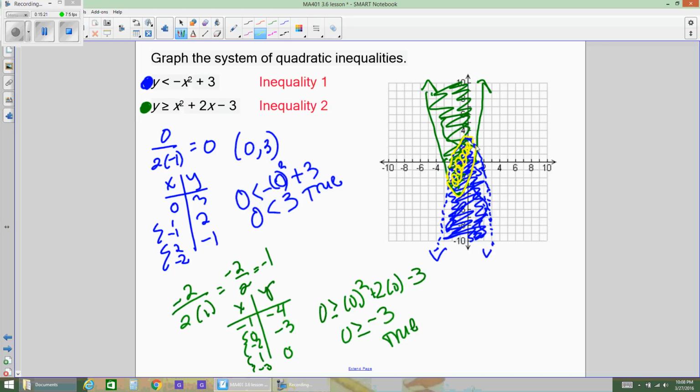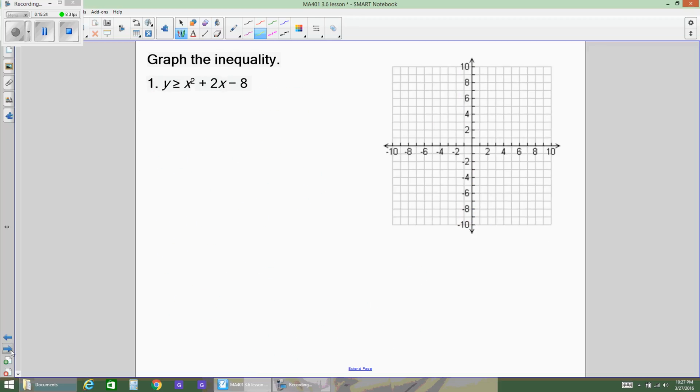Okay, let's try another one. Alright, so it says graph the inequality. We've got y is greater than or equal to x squared plus 2x minus 8. And we need the x value of the vertex so we can make a table. So go ahead and start with that.